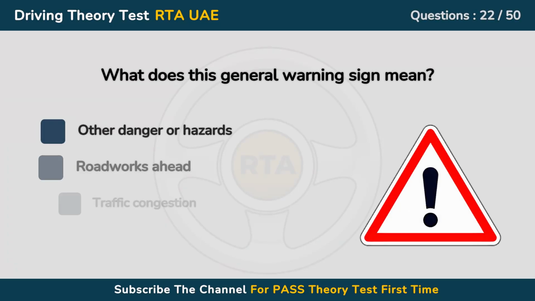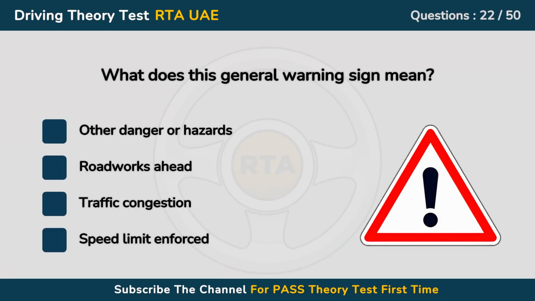Question 22. What does this general warning sign mean? A. Other danger or hazards. B. Ahead. C. Traffic congestion. D. Speed limit enforced.